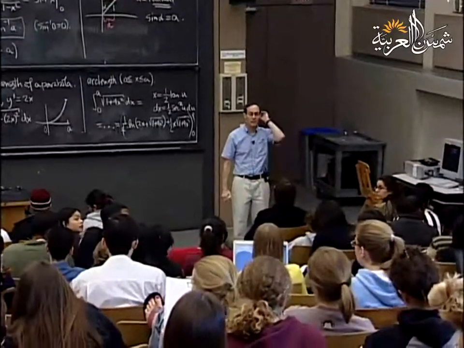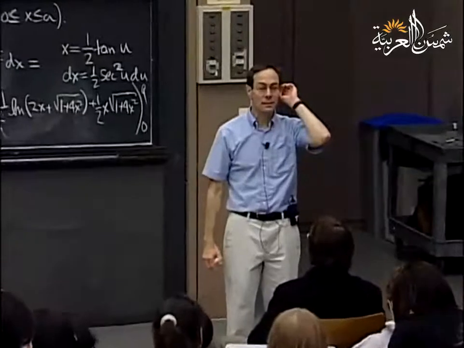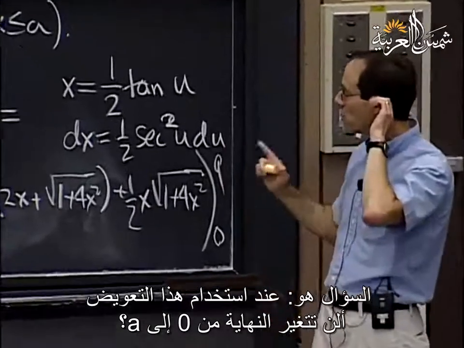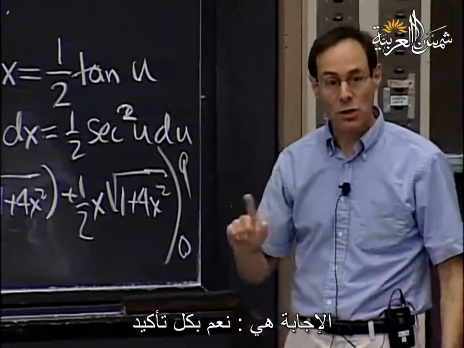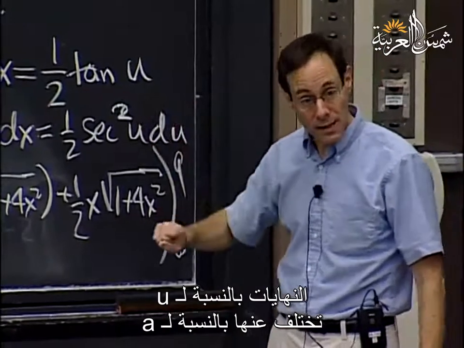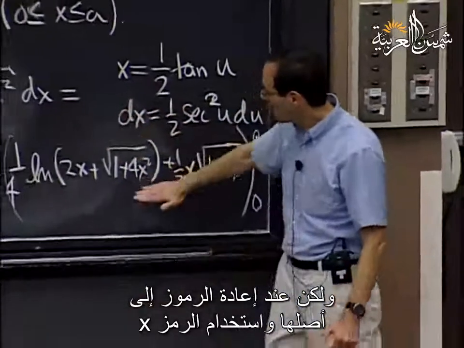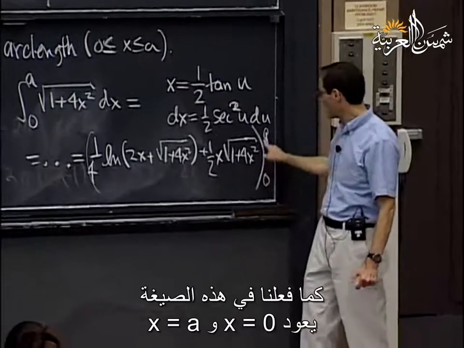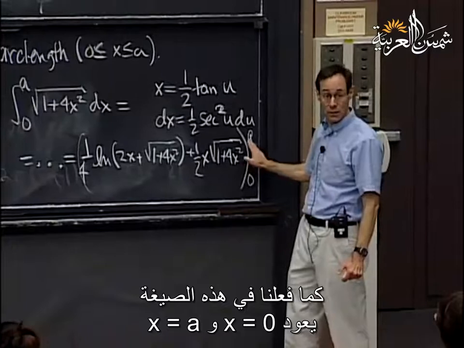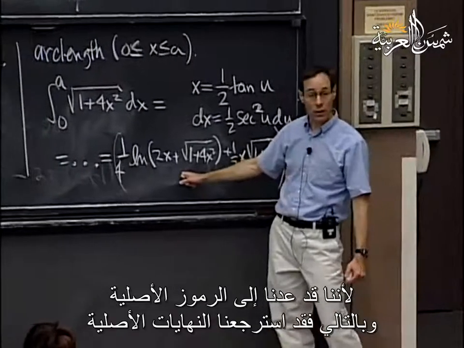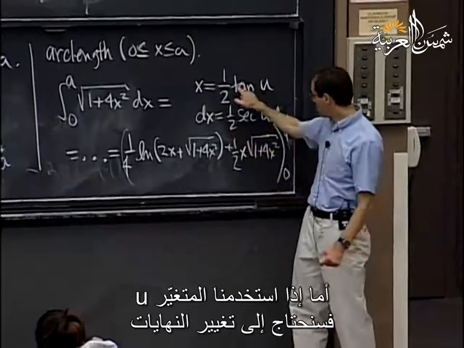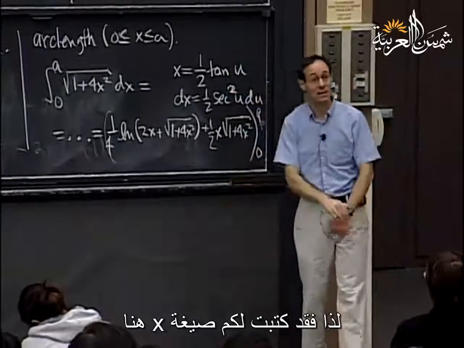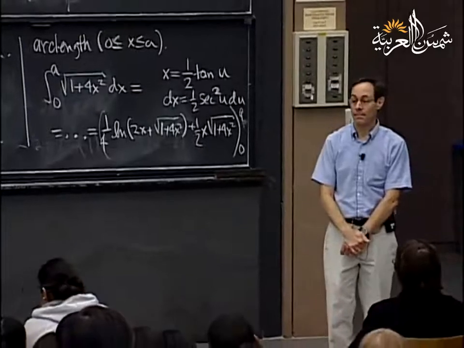When you use the substitution, does the limit from 0 to a change? The question is, when you do the substitution, doesn't the limit from 0 to a change? And the answer is absolutely yes. The limits in terms of u are not the same as the limits in terms of a. But if I then translate back to the x variables, which I've done here in this bottom formula, I have x equals 0 and x equals a. It goes back to those in the original variables. So if I write things in the original variables, I have the original limits. If I use the u variables, I would have to change limits. But I'm not carrying out the integration because I don't want to, so I brought it back to the x formula. Other questions?